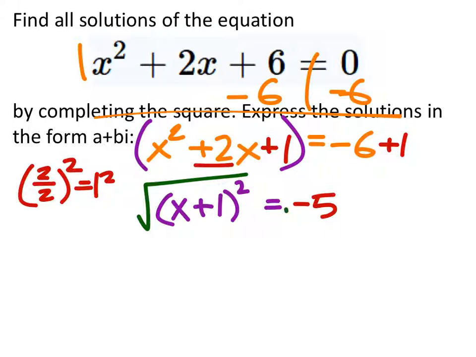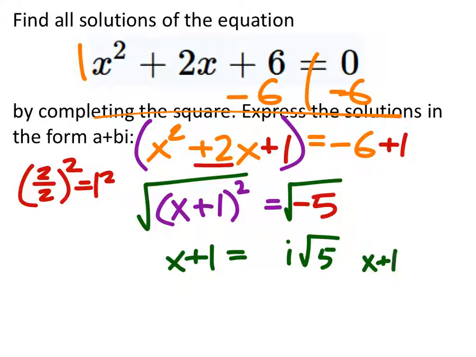And some of you know what will happen now that we get to this point. Square rooting both sides gives us the square root of a negative, which is what we don't want for the most part. But because of 6.9, we know that it's going to be i square root of 5. So I got x plus 1 equals i square root of 5, but also x plus 1 could equal the negative i square root of 5.